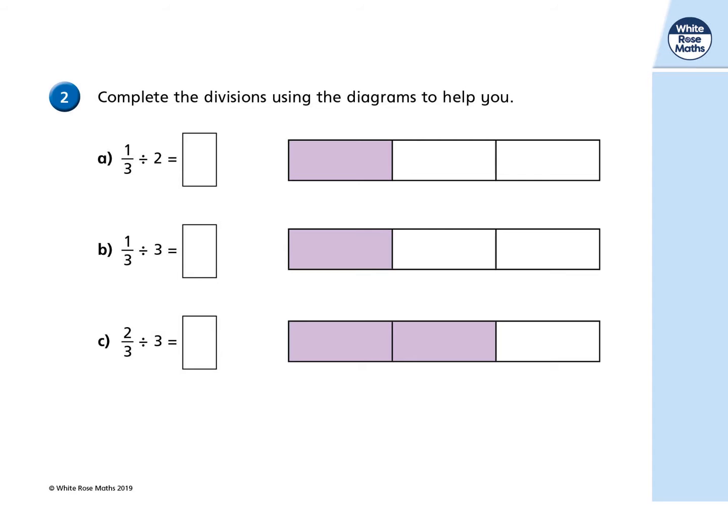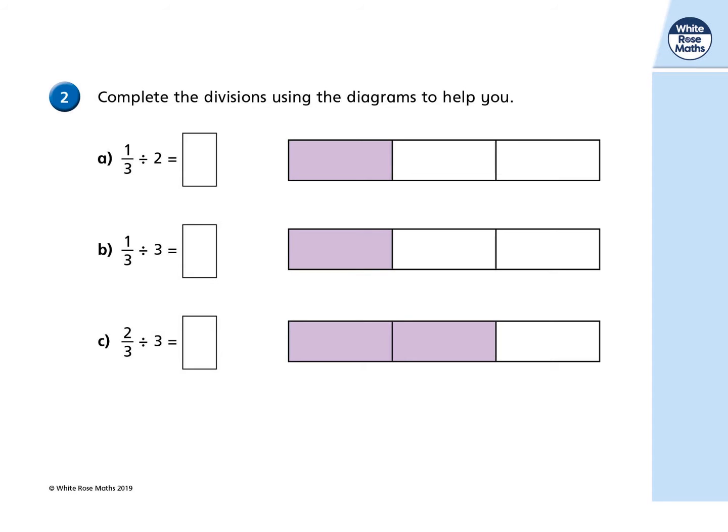1/3 divided by 2. Now you can see the bar model there. If we take that 1/3 and we take each section and divide it by 2, what's it going to leave us with? Have a think, okay? With B, we've got our 1/3 and we're dividing it by 3. Have a think about what you think will happen to the denominator. Look at the bar model, we've got 3 clear sections there, but we're going to divide those by 3. So what's the number going to be in the denominator?